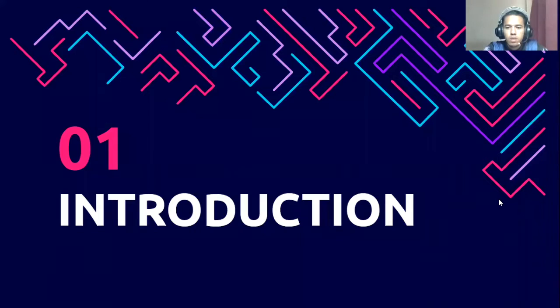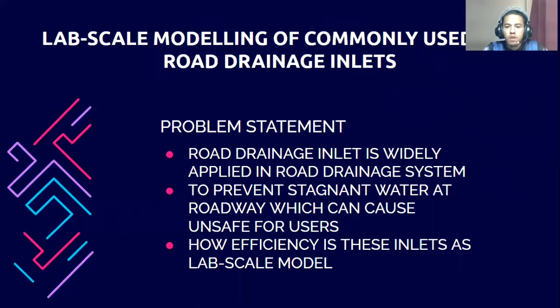Okay, the first one is introduction. The road drainage inlet is one of the facilities of the road drainage system. The road drainage system is applied in rural areas and also urban areas. For this project, you can specify the road drainage inlet at a highway or any roadway. The road drainage inlet is to prevent stagnant water at the roadway, which can be unsafe for users.